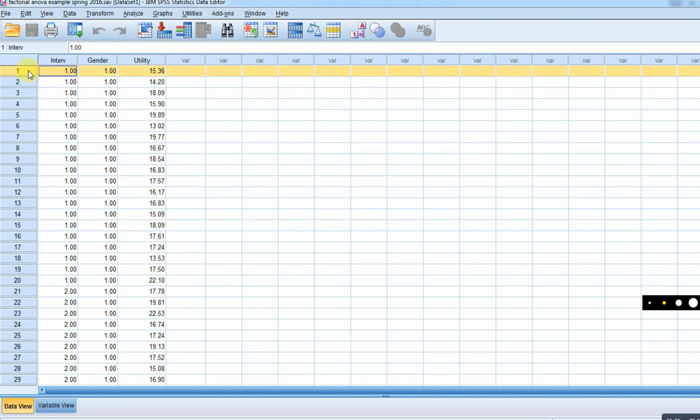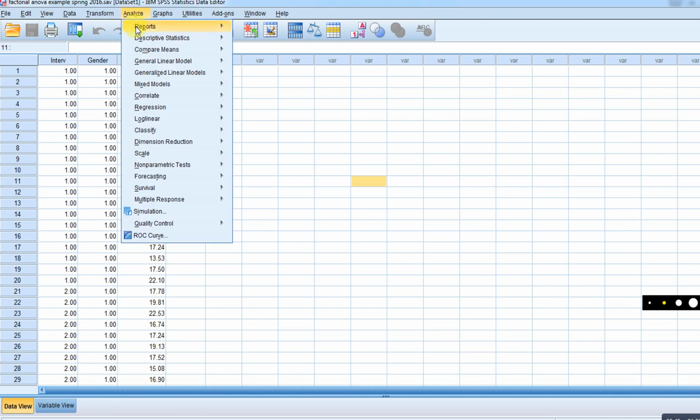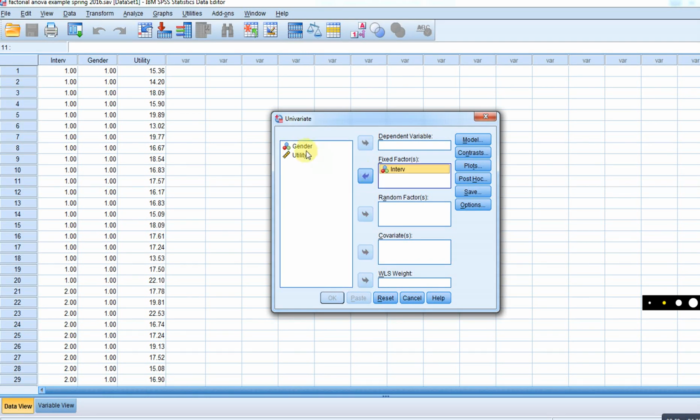So case 1 is a person who received intervention 1 who is a male, and this is that person's score on perceived utility. Case 21, that person received intervention 2, was a male, and this is that person's perceived utility score. So to run the ANOVA, in SPSS we go to Analyze, General Linear Model, Univariate, and we place our independent variables, which are categorical, into the Fixed Factors box, and we put our dependent variable into the Dependent box.